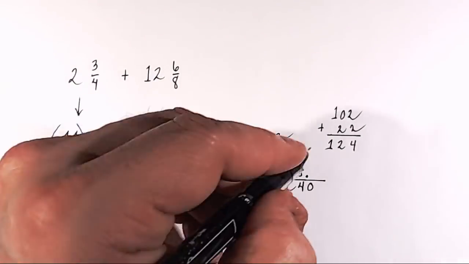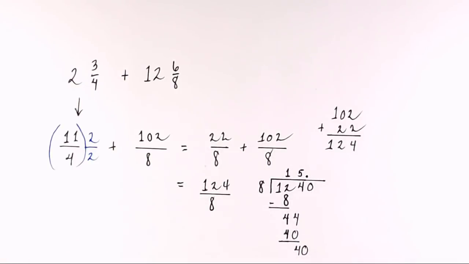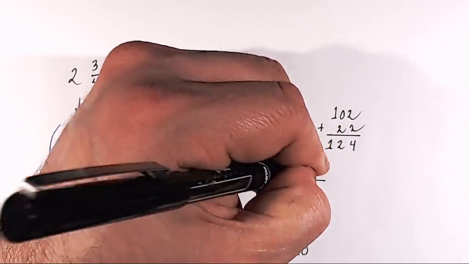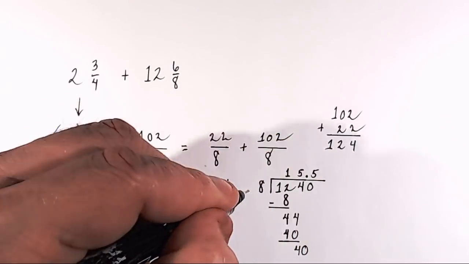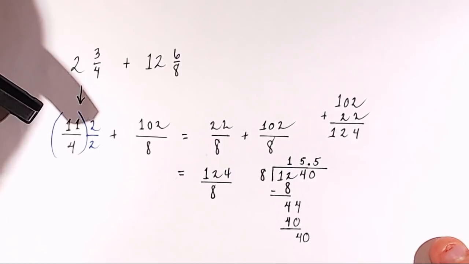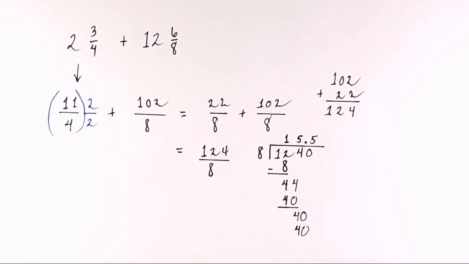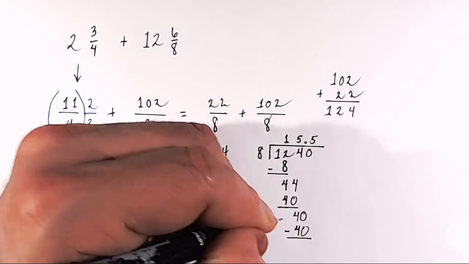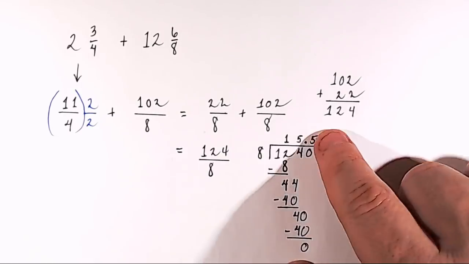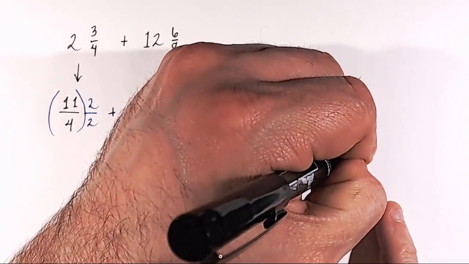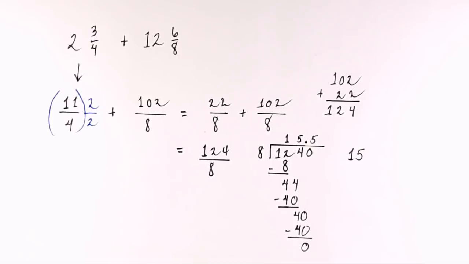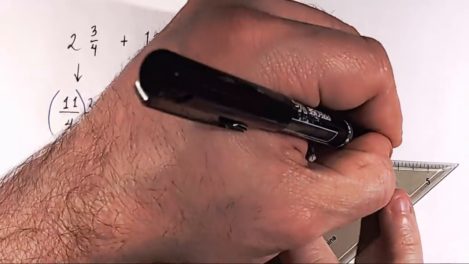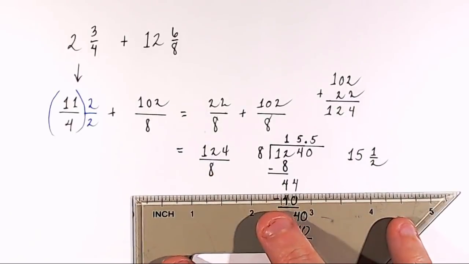Okay, so 8 goes into 40 5 times. That's because 8 times 5 is 40. You put a 5 here. And you have 5 times 8 is 40. And when you subtract 40 from 40, you get 0. And you know you're done. And so now you have this 15.5. Well, 0.5 is half, so it's 15 and a half. 15 and 1/2. And that would be the answer to the question.